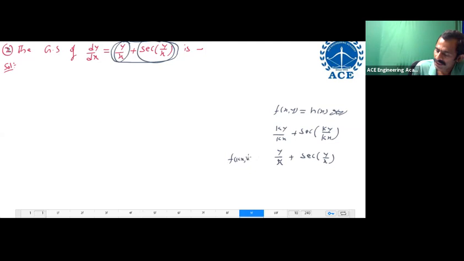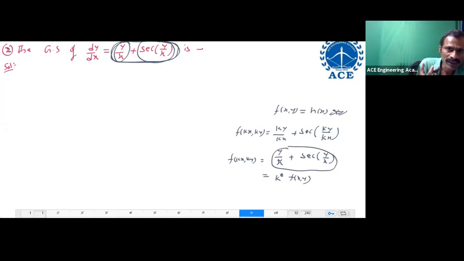So f of kx comma ky equal to f of x comma y. But we require k to the power something. K is not there, so we can have k to the power 0. So it is a homogeneous function with degree 0. That is why we can solve this by the variable separable method indirectly, after reducing this function to variable separable form.